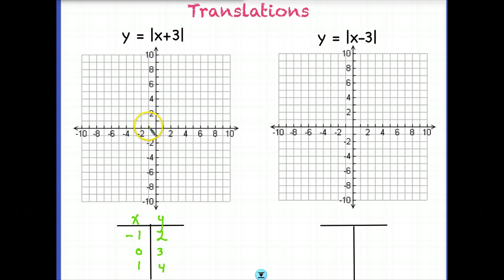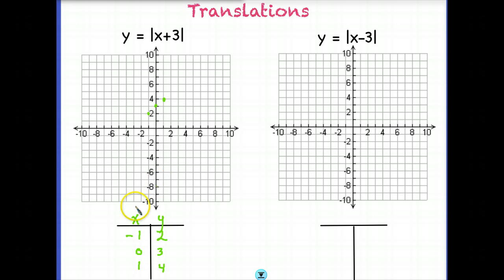Okay, so we have -1, 2 right here, 0, 3, and we have 1, 4. So I have a little bit of a problem here because I only have one of my lines, right? I haven't figured out my vertex, so I'm going to need some additional points. Well, the way my line is sloping here, I'm assuming it's going to head down and my vertex is going to be over here somewhere.